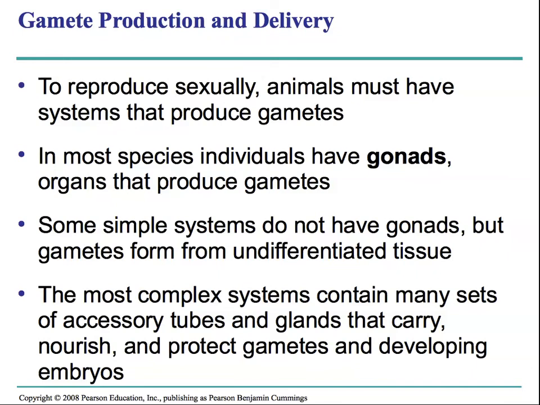All right. So if you're going to have sexual reproduction, you have to produce gametes. Gametes are produced in organs called gonads. Gonads would be either ovaries or testicles or whatever it is that you're using to make your gametes.